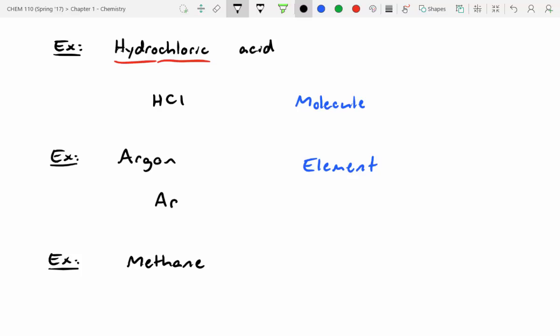So methane, we have to describe this using chemical symbols. Methane is a carbon-based compound. It's made up of 1 carbon and 4 hydrogens. And to show this, we don't write CHHHH. We just abbreviate it as CH4, which means for every 1 carbon, we have 4 hydrogens attached to it. Is this going to be a compound or an element? Compound, exactly. It's a fixed ratio.